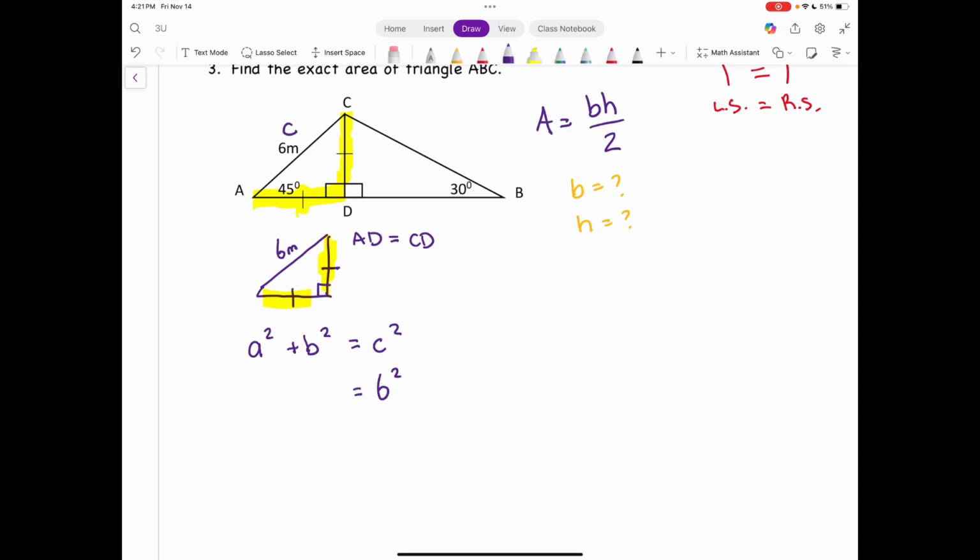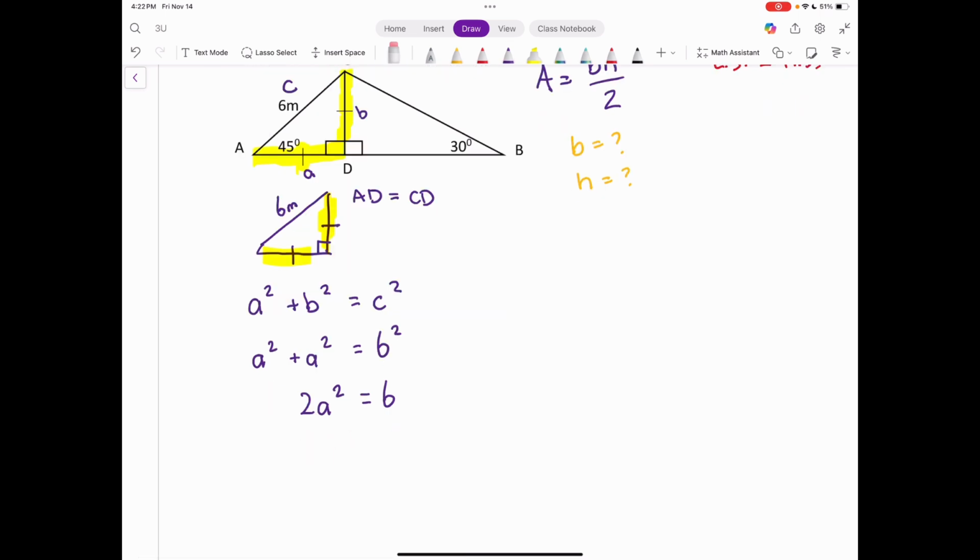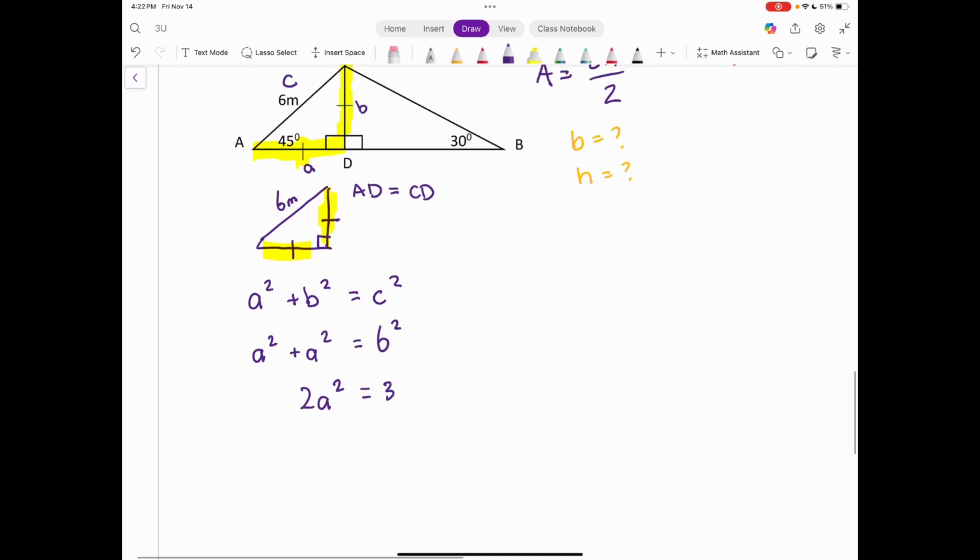But we also know that a is equal to b. Right? This side is equal to this side. We know that because of those ticks, which tell us that this is an isosceles triangle. So instead of plugging in a squared plus b squared, we can just do a squared plus a squared because they're the same length. Because they're like terms, we can collect them, and that would be 1a squared plus 1a squared, which is 2a squared. 6 squared we know is 36. Now we just need to isolate for a. We'll divide both sides by 2 to cancel this out, and we're left with a squared is equal to 18.